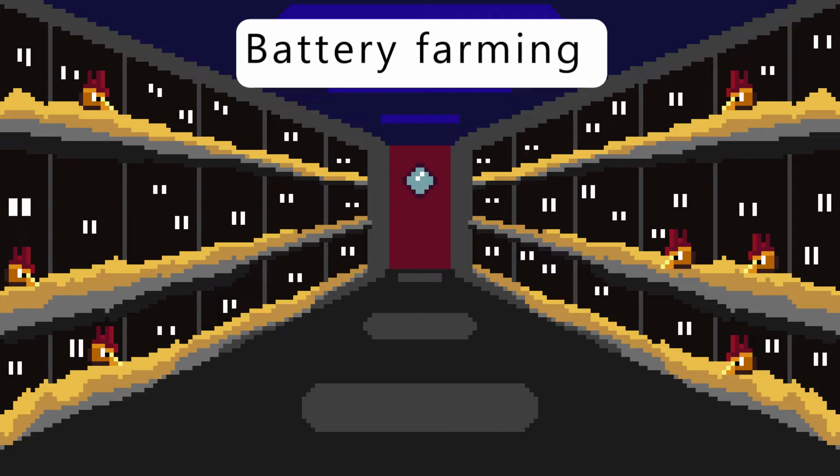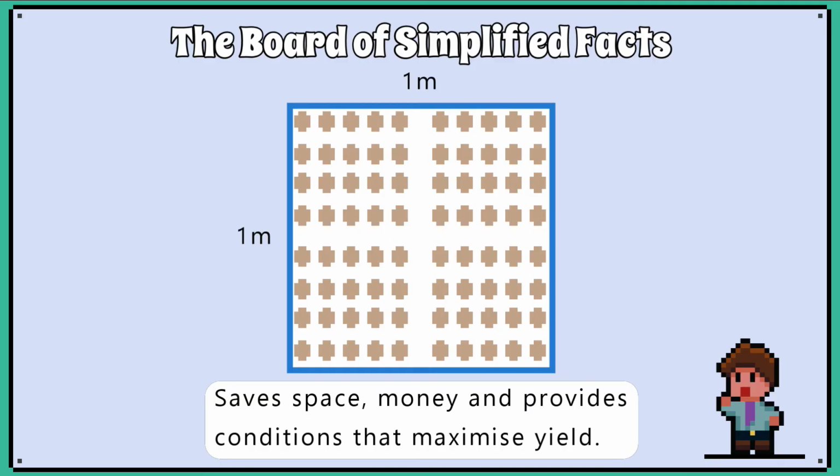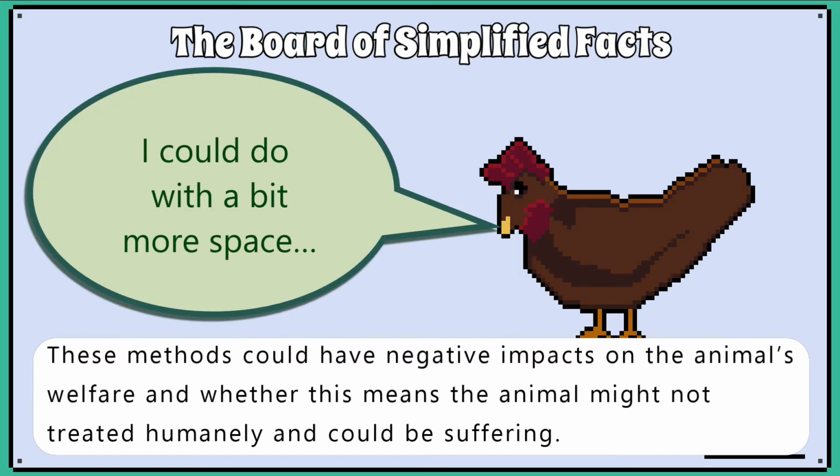Battery methods involves having animals living in very close proximity to each other to maximize the space available to the farmer. The aim being is to get as much animal produce per square meter as possible. These methods can have negative impacts on animal welfare, and this could also mean the animal is not treated humanely and is suffering.